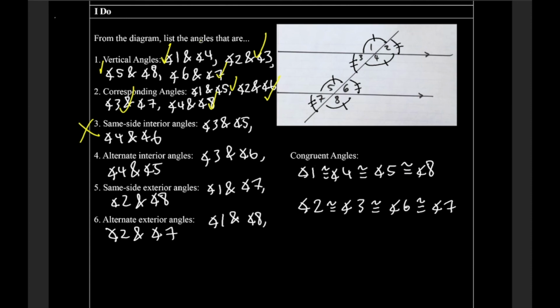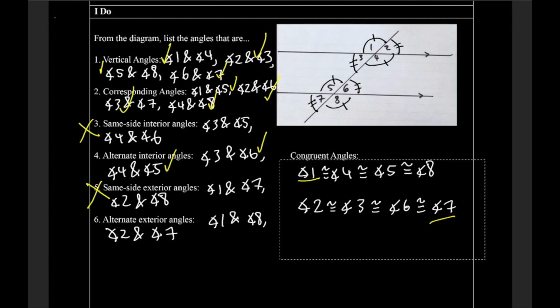Alternate interiors, let's look at that. Alternate interiors, 3 and 6. Well, yeah, those are, so that checks off. How about 4 and 5? Yep, that also checks off. Let's look at same side exteriors. So 1 and 7, are they? So there's 1, there's 7, so no. Same side exteriors are not.